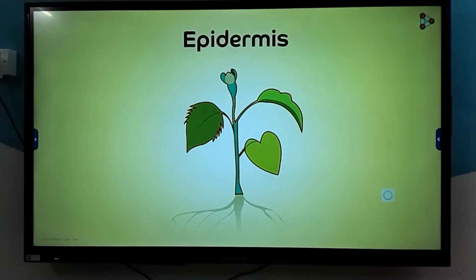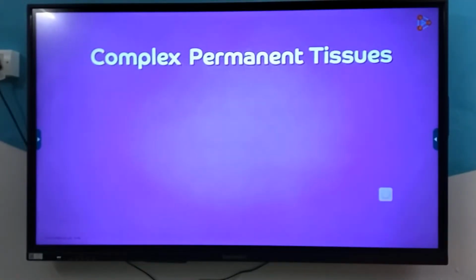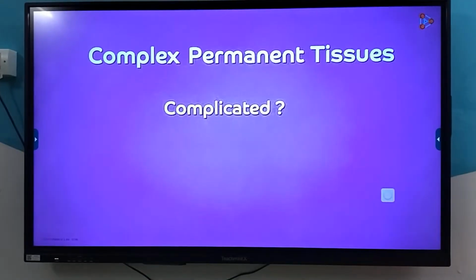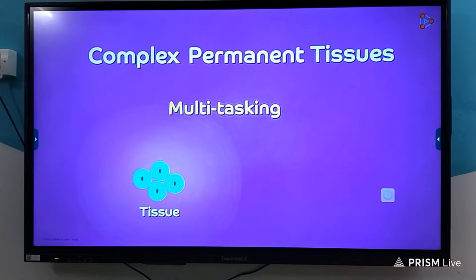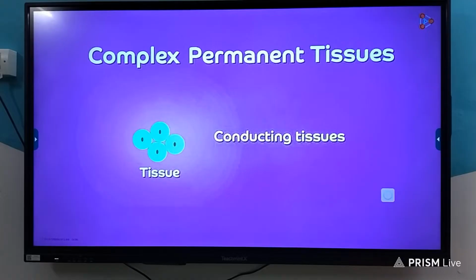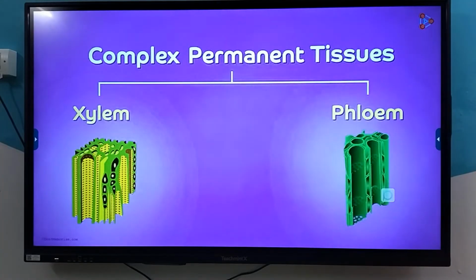After taking a look at the simple tissues, let's look ahead and talk about complex permanent tissues in plants. As the name suggests, are these complicated? Are they too complex to understand? Not really. Just like us, even plants need and perform multitasking. So in order to be efficient in various activities, plants have different types of cells coming together to form one type of tissue. Thus, we call them the conducting tissues or even vascular bundles, which are nothing but the complex tissues. So the two major types of complex tissues are xylem and phloem.